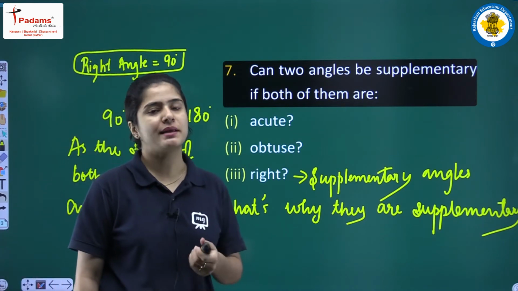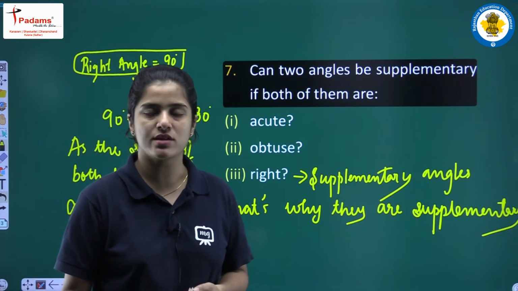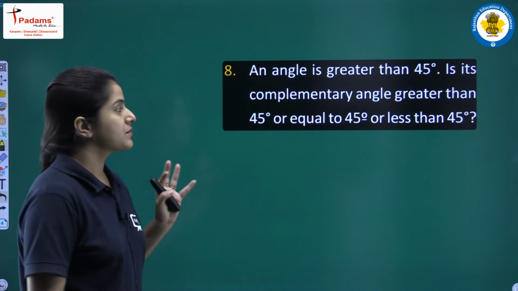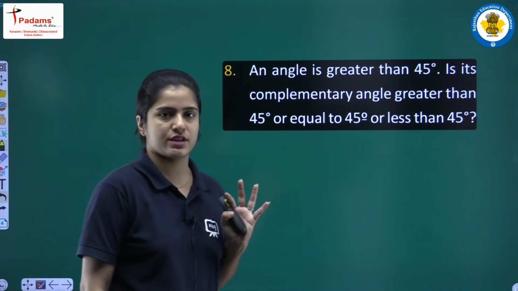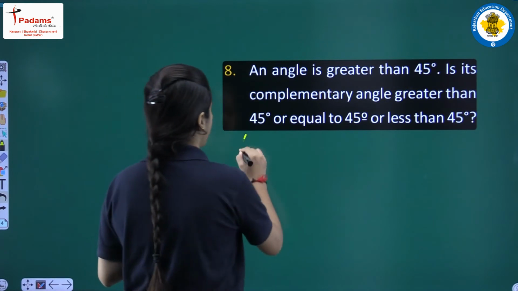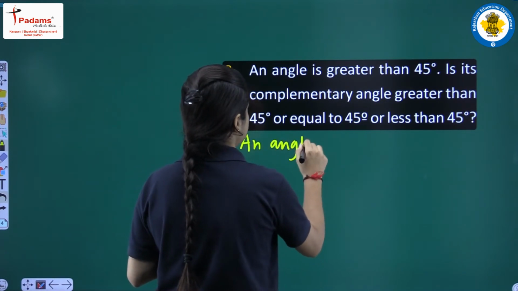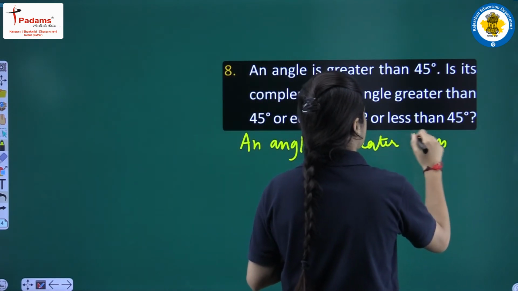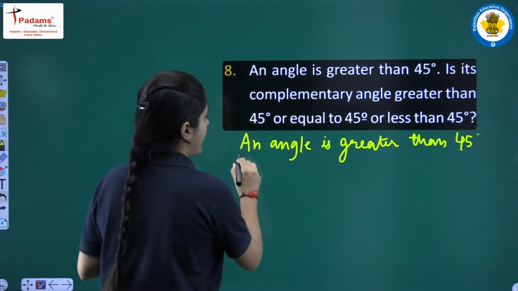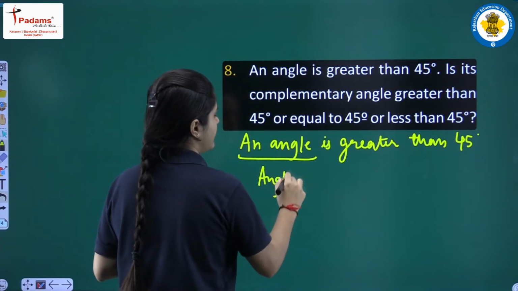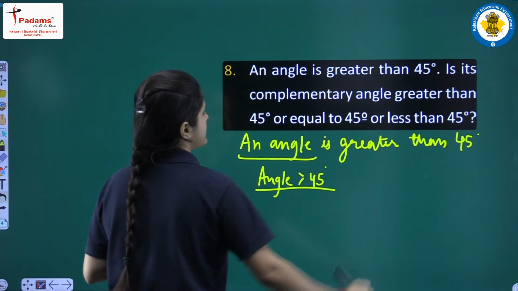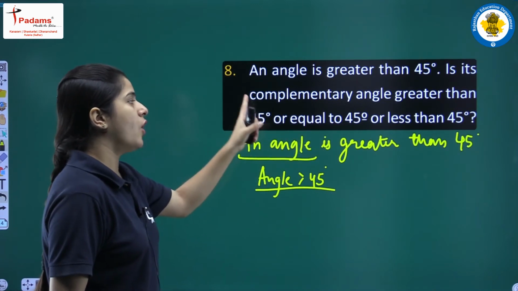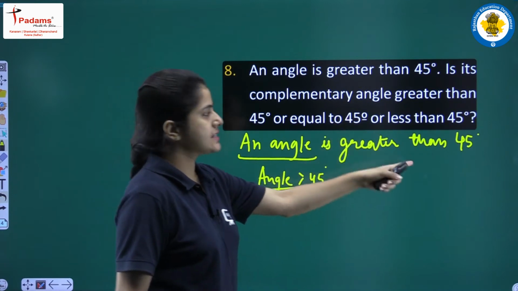Alright, students, now we'll be looking at another question. Question number 8. Okay, so have a look at the 8th question. What it says: an angle is greater than 45 degrees. It means that angle is greater than 45 degrees. This is the condition. Is its complementary angle greater than 45 degrees, equal to 45 degrees, or less than 45 degrees?